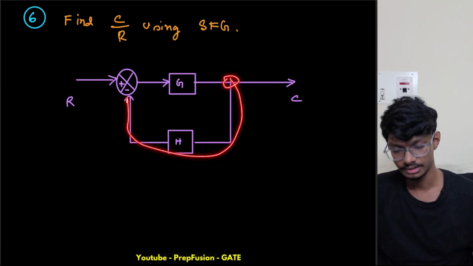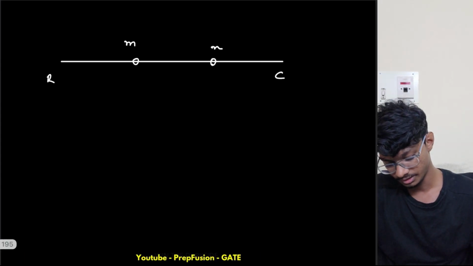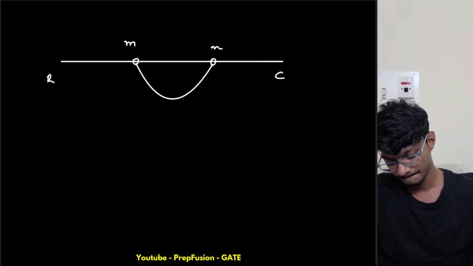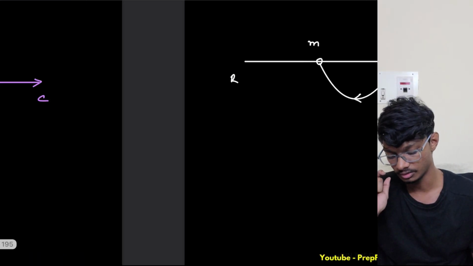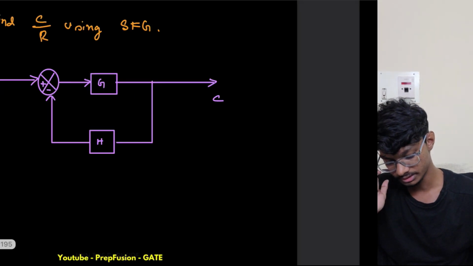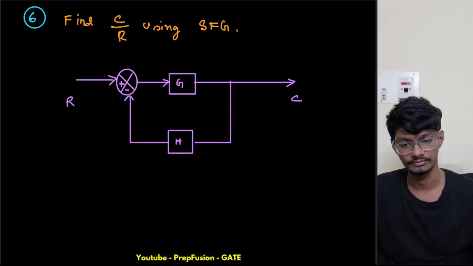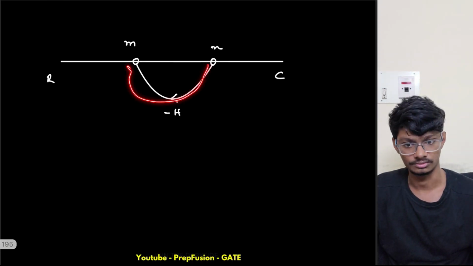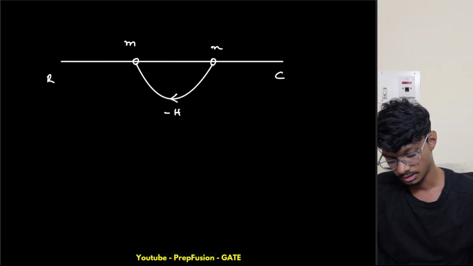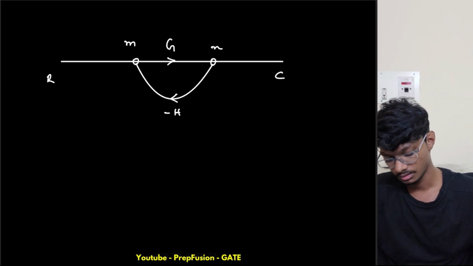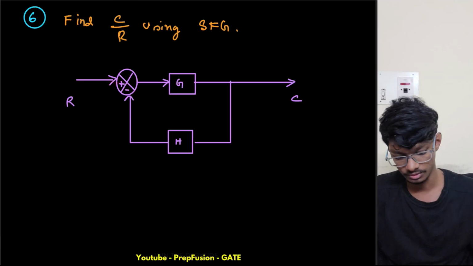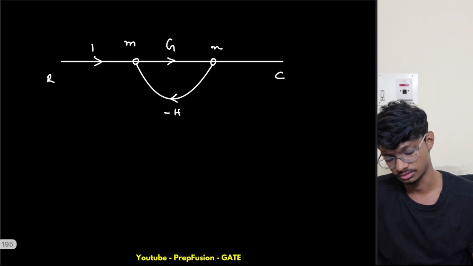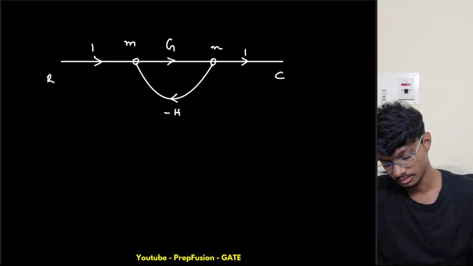M is getting connected to here, so there will be some feedback from M to N. And what will be the gain of that? It will be minus H, because there is a negative sign here. So taking into effect the minus sign, the flow is in this direction only, but it will be minus H. And this branch, what is its gain? It is G only. What is the gain of this one? 1 only, because from here to here there isn't any change. From here to here also there isn't any change, so this will also be 1.